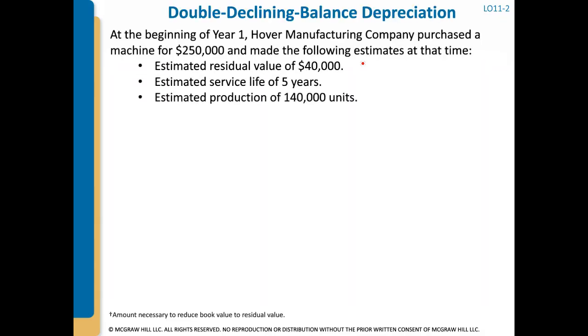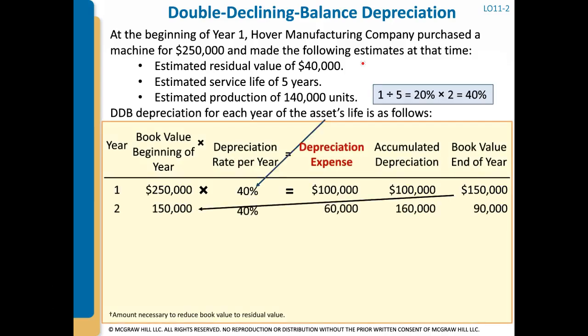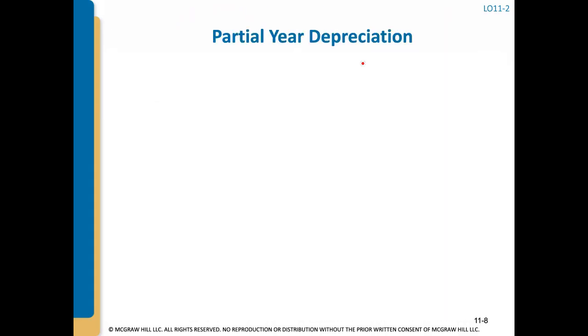Now we looked at double declining balance previously and what the depreciation expense would be under that situation. In year one, we calculated depreciation expense of 100,000 because it was the cost of the asset, 250, times the depreciation rate of 40%. That was 1/5 times 2, which equals 2/5, which is the 40%. Let's see what happens when the asset is purchased on April 1.